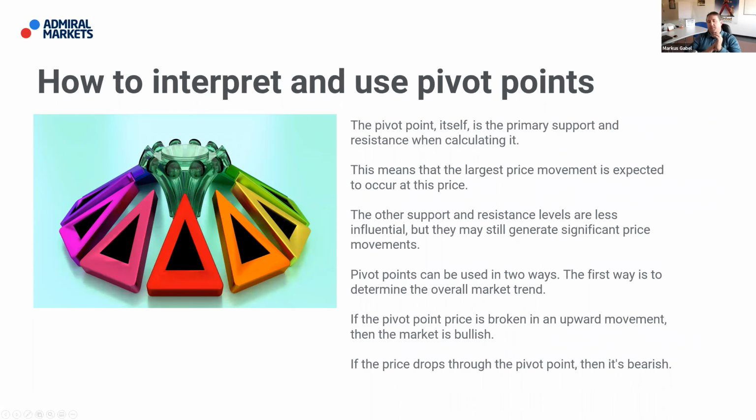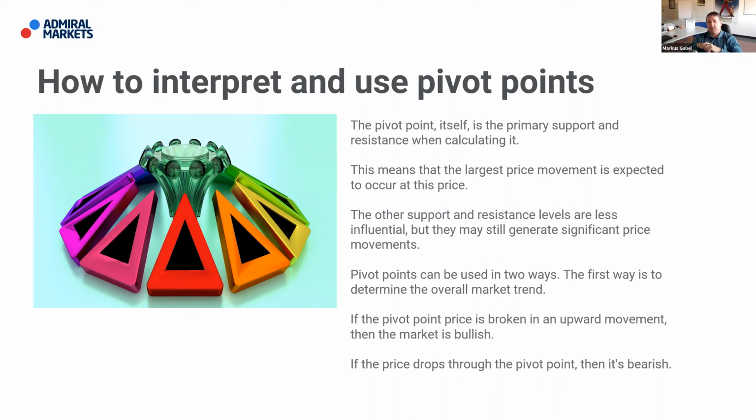Okay, now how to interpret and how to use pivot points. They're standing for primary support and resistance. Pivot points just support and resist, of course. So that means that the largest price movement is expected to occur exactly at this price, not always. Otherwise you would have a 100% strategy, but that doesn't exist. The other support and resistance levels are less influential, but they may still generate significant price movements, because we're going to have to look at the chart right now.